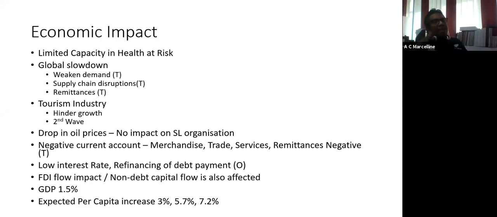Now we get into the three areas which the CEO has said need to be looked upon very seriously, right? You could see the economic impact.